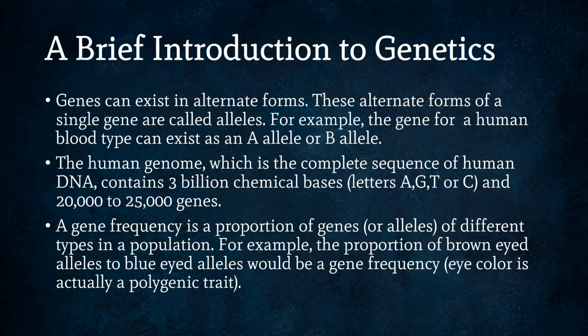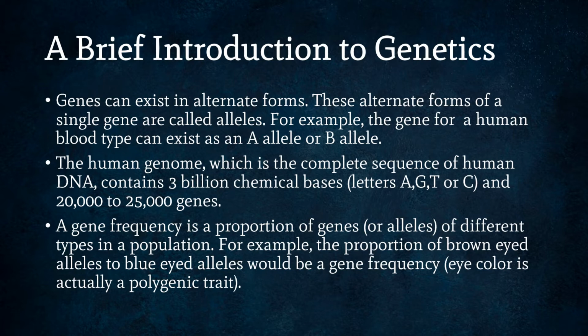Hopefully that sounds familiar. The human genome, which is the complete sequence of human DNA, contains 3 billion chemical bases, so those are the letters A, G, T, or C, and 20,000 to 25,000 genes. Don't forget, we learned what genes were a few slides ago. So it takes billions of letters to come up with the genes that regulate everything in our bodies and build all these proteins and put us together.